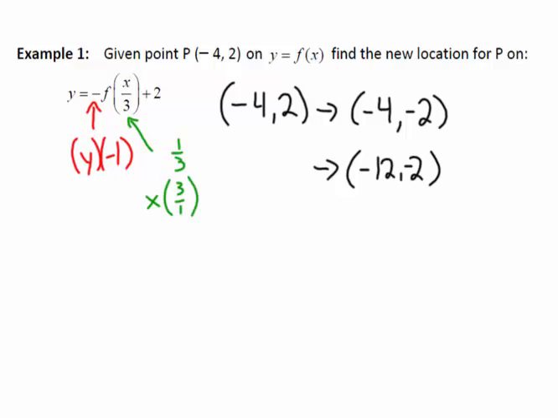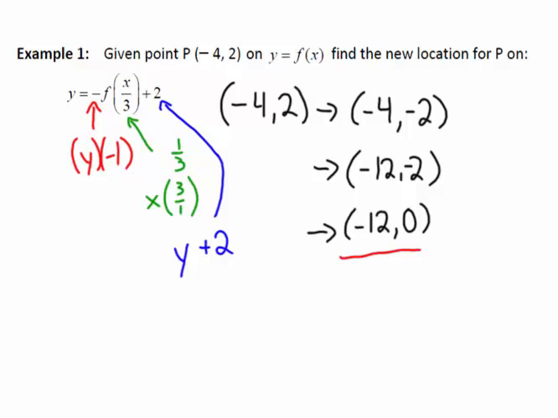Then let's look at our last value here, our +2. And what that +2 is going to do is it's going to take our y coordinate and add 2 to the value, translate it up 2 units. So how does that transform this point? Well, the x coordinate stays the same. We add 2 to the y coordinate and we would be at 0. And our final new location for our point P would be the coordinate (-12, 0).